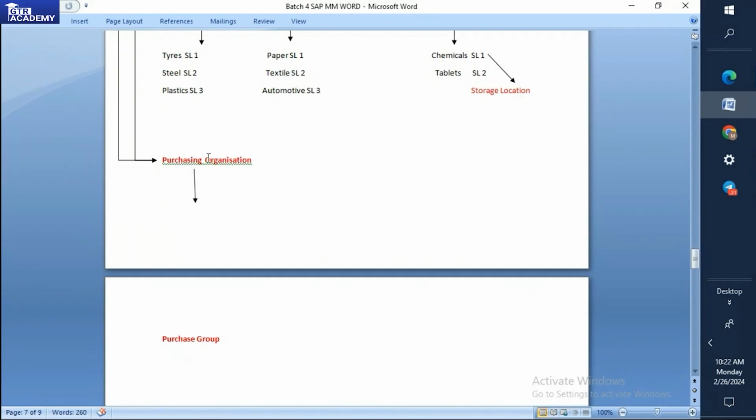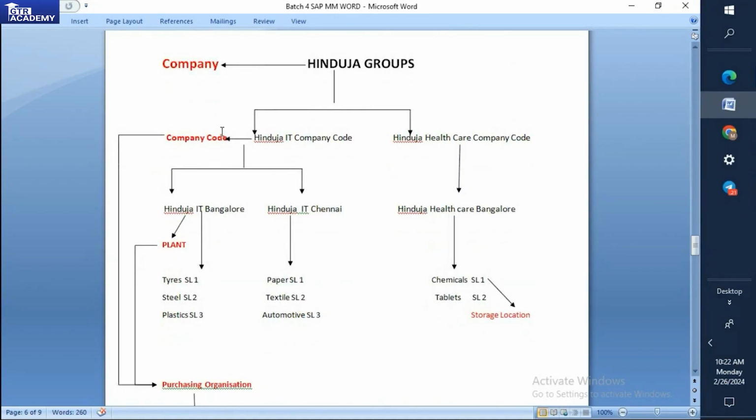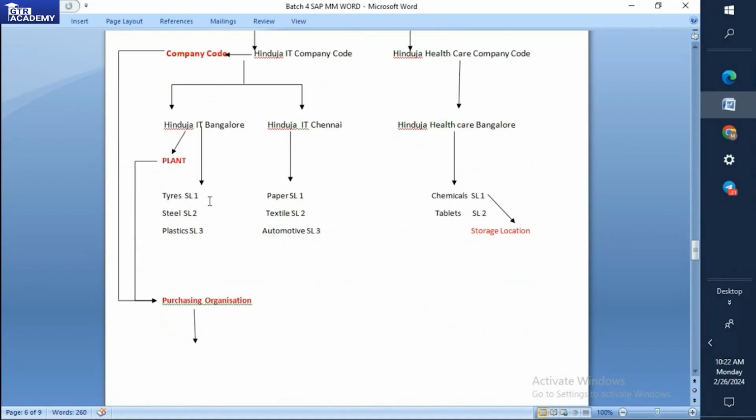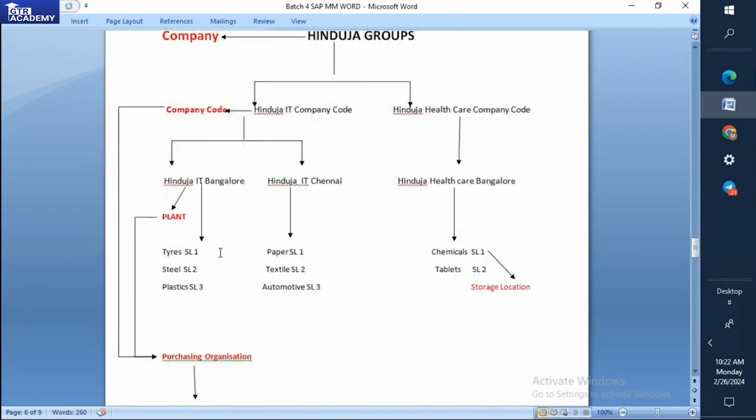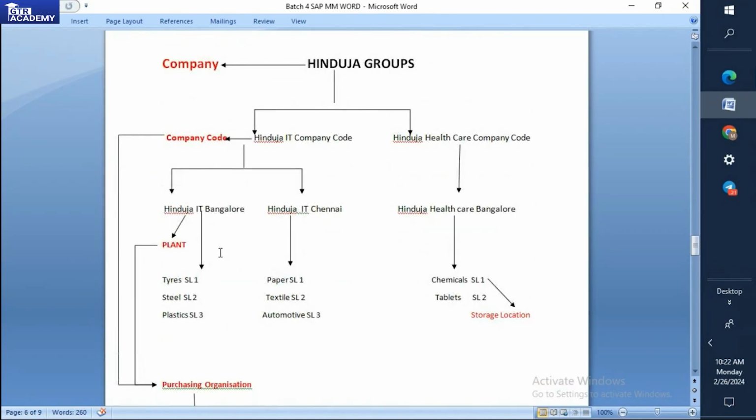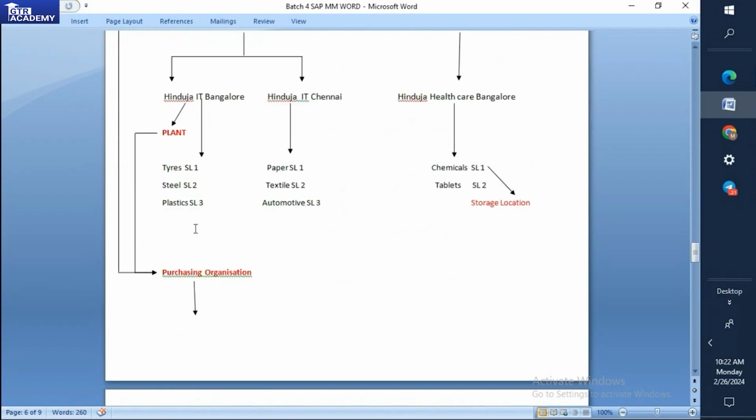You will have different types of purchase organization, that I'll explain. Just ask me if you have any doubts under company, company code, plant, storage location, purchasing organization, and purchase group. This is the one hierarchy under the enterprise structure. First is company, second is company code, third is plant, fourth is storage location, fifth is purchasing organization, and sixth is purchase group. Company is the top level of the hierarchy, the second level is the company code, the third is plant, and storage location, purchase organization, and purchase group come after that.